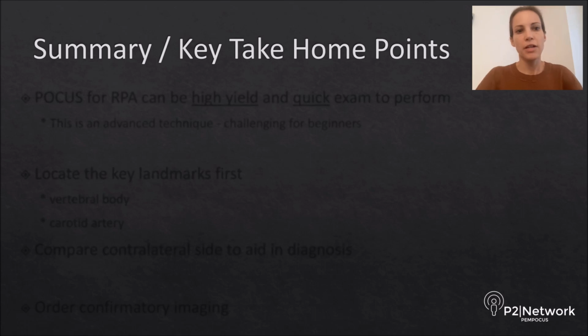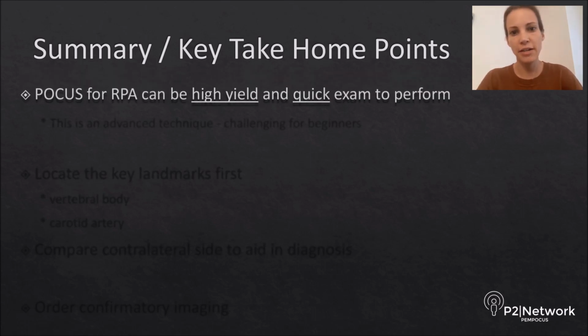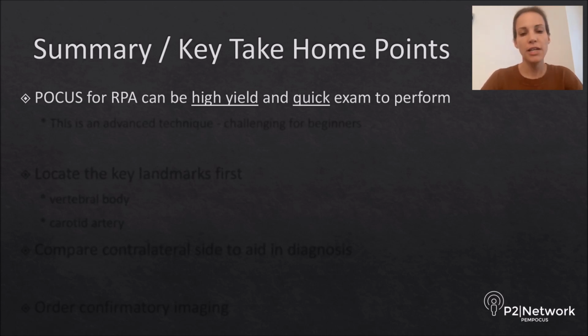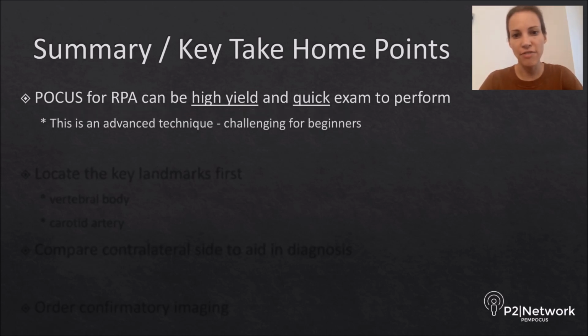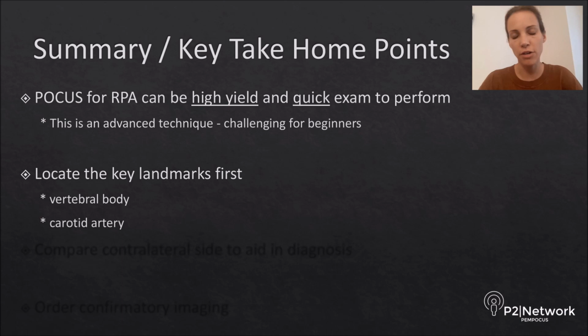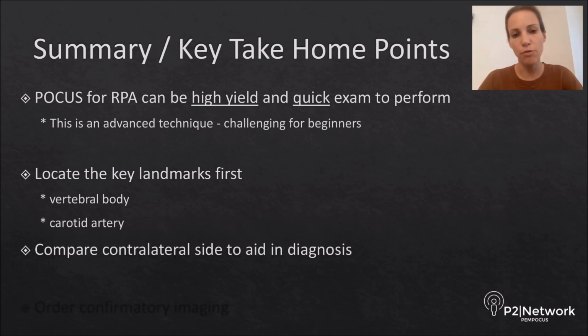In summary, using POCUS in the evaluation of RPAs can be high yield and a quick exam to perform. It is important to remember that this is considered an advanced technique and it may be challenging for beginners, so lots of practice is really key to success. Remember to always locate the key landmarks first, including the vertebral body and the carotid artery. This will help ensure you're evaluating the right space. Compare the normal and abnormal sides to help aid in the diagnosis. And always order confirmatory imaging.